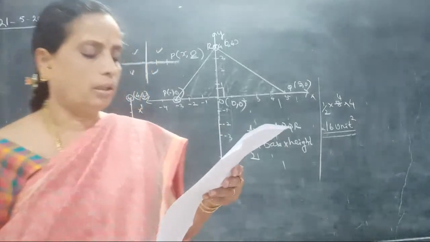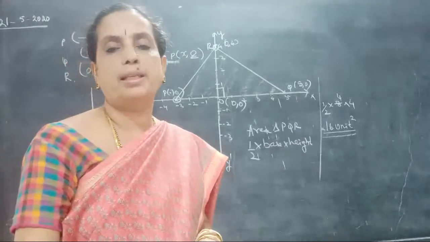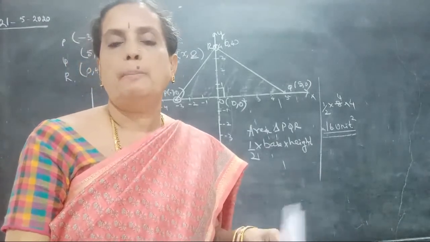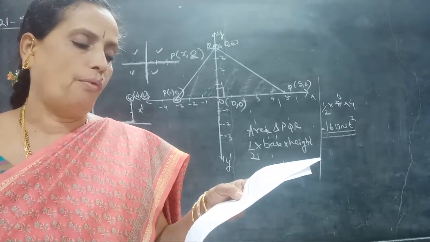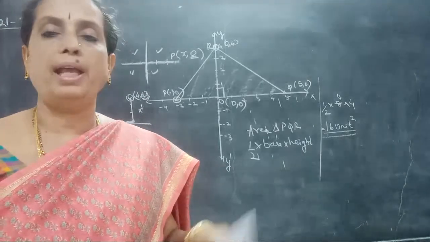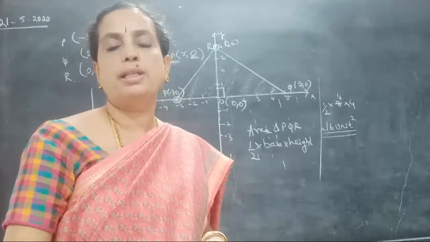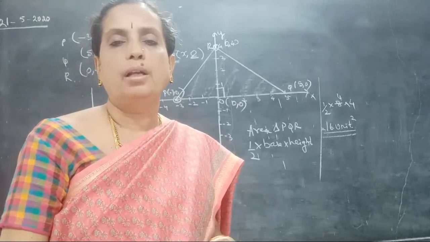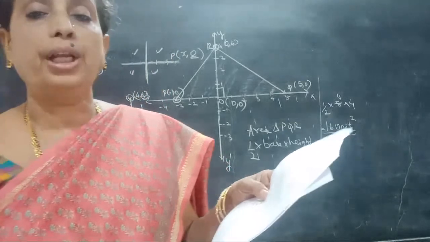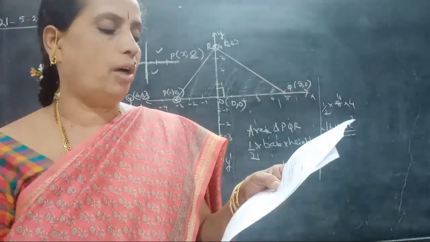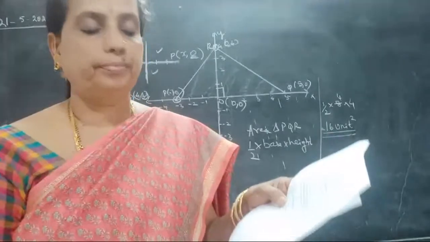Next, the perpendicular distance of the point P(7, 3) from the y-axis is, what is the answer? From the y-axis means it is the x-coordinate. The answer for the previous one is 3 units. The answer for the 9th question is 7 units.